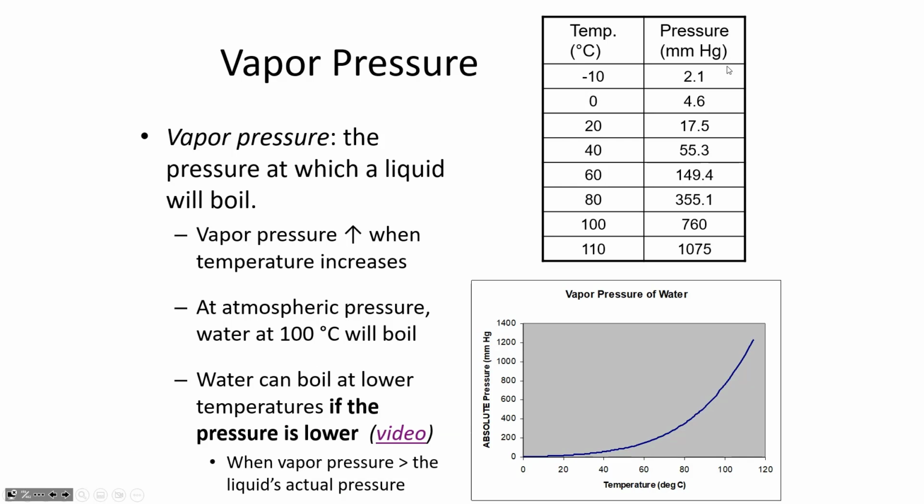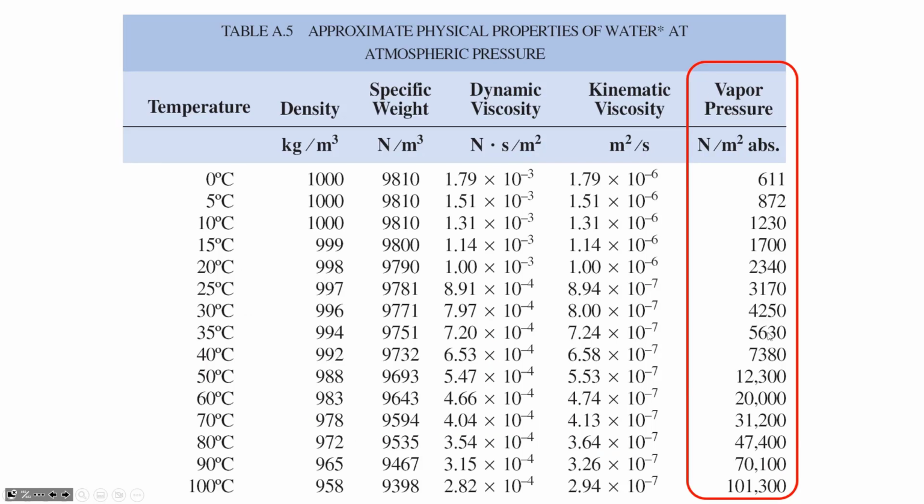Okay, so now we've talked a little bit about vapor pressure, and here's just another look of the data, this time in terms of newtons per meter squared, which is more useful to us. That's usually the units that we're working with in pressure traditionally in the SI units.